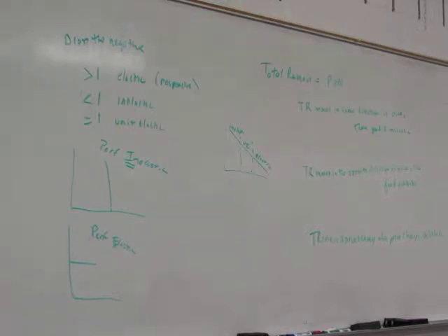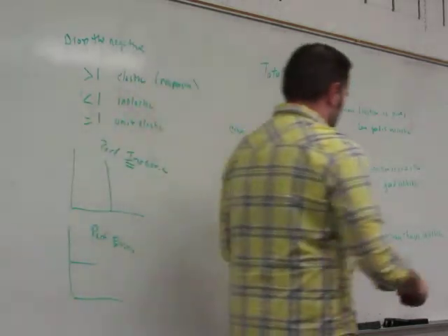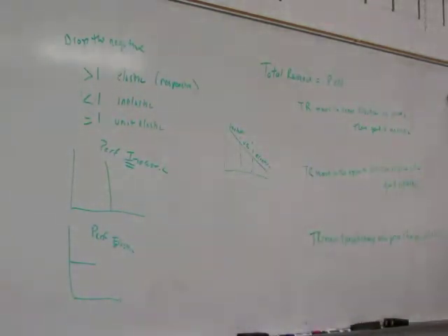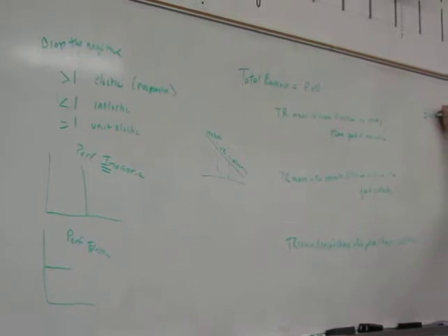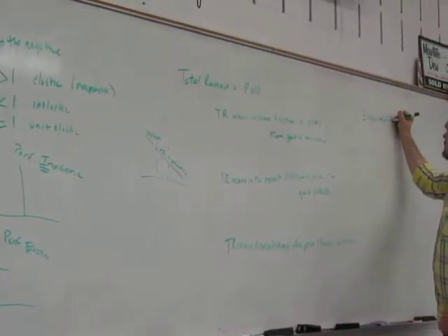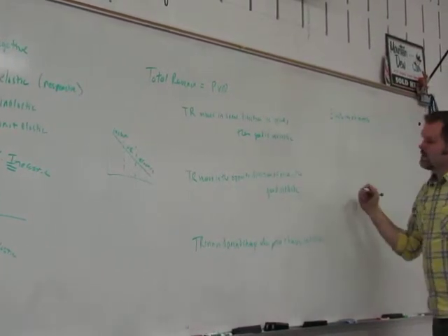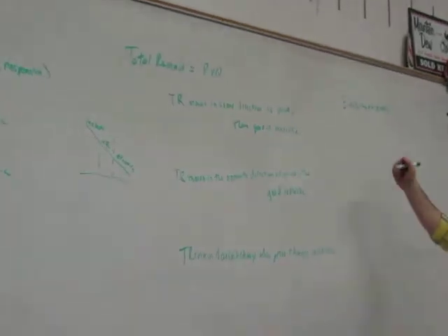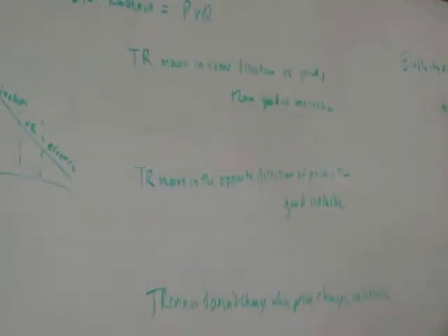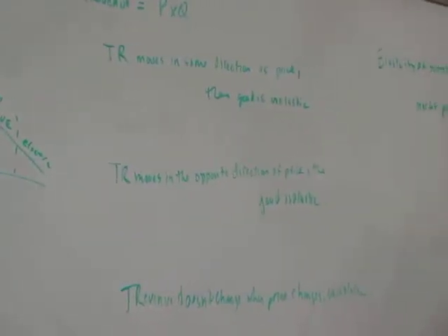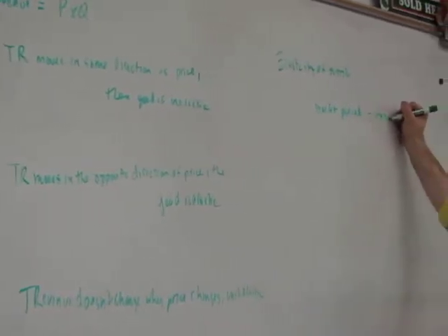Now let's do all the other elastic formulas. First up, there's no real formula for elasticity of supply, or at least there is, but we're not going to go over it. The main thing you need to know about elasticity of supply is time lengths. All right, we have three different time lengths. We first have the market period. The market period is the immediate term.